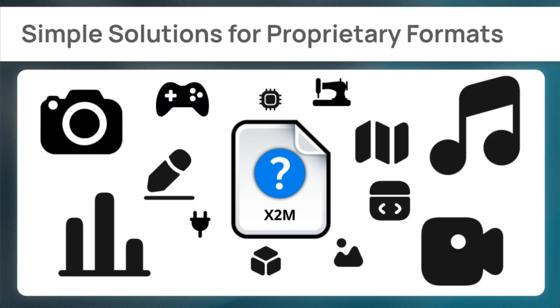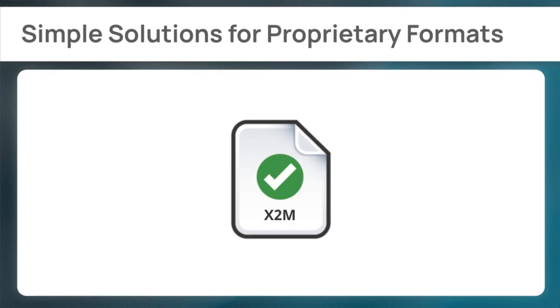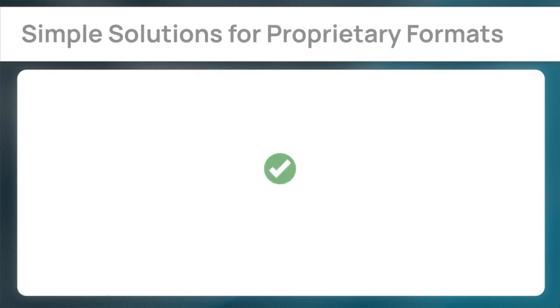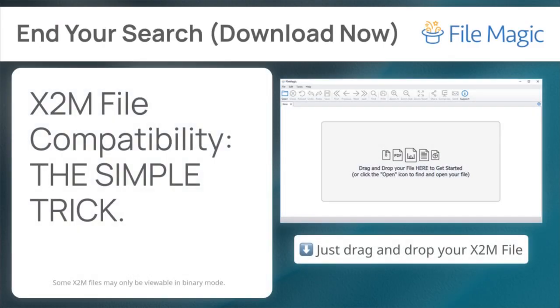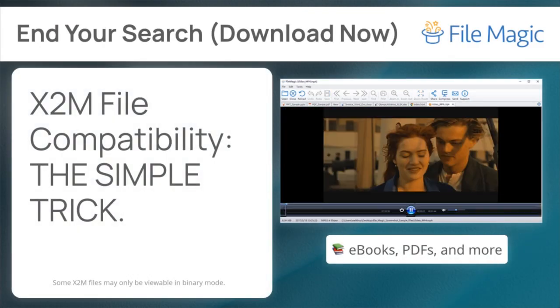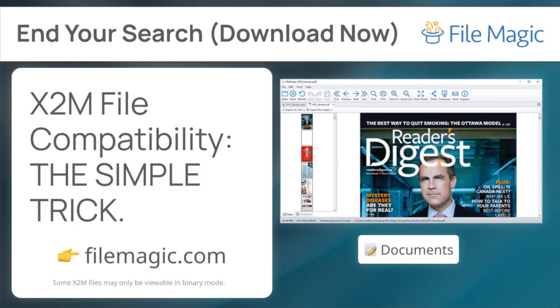Instead of relying on a label that might be incorrect, you can use a tool that employs smart recognition to try and find a match based on the actual data inside. Because the specialized software couldn't access your file, you need a dedicated universal solution. FileMagick is the one I always recommend.